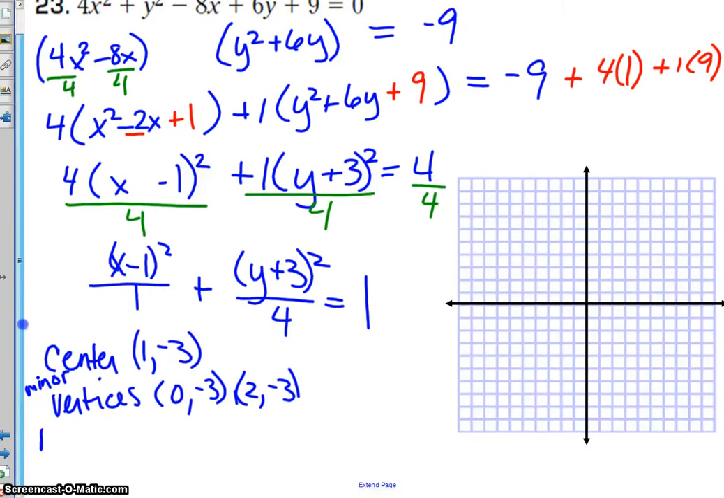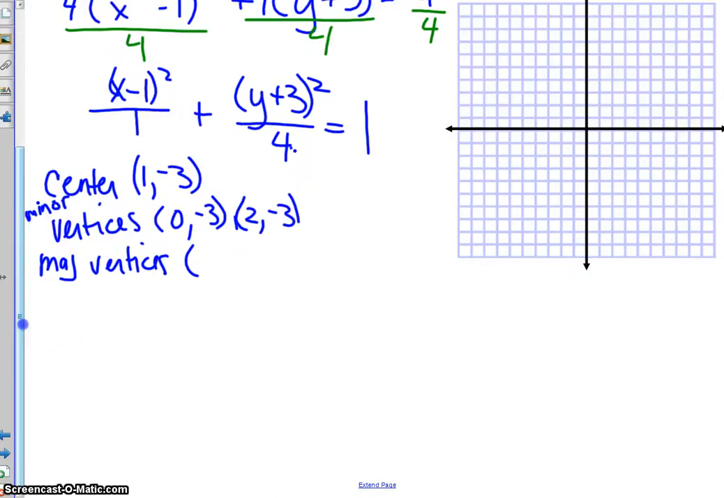I know that my major vertices, and because the denominator here is larger, that's why it's major, is going to be affected by the square root of 4, which is 2. So 1, and it was going to be 2 less than that, so it would be negative 5, and 2 greater than that, negative 1. I know c squared is 4 minus 1, the highest minus the lowest.